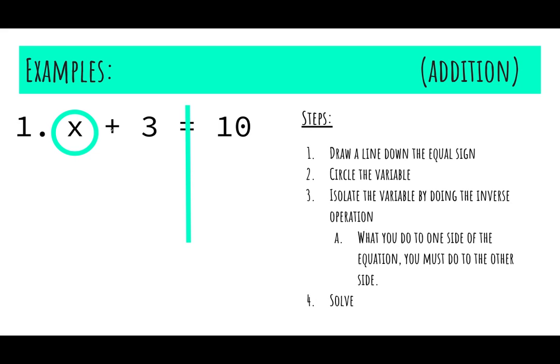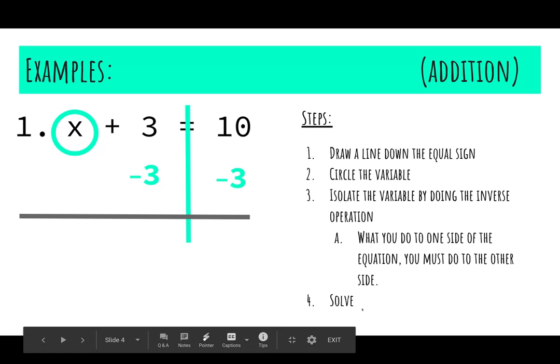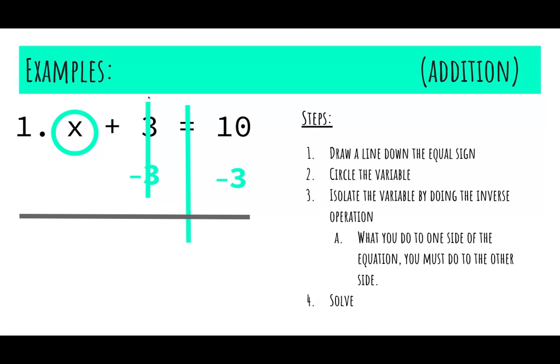So then I ask myself, well, what's going on? It's a plus 3. Well, what's the opposite of adding 3? It would be subtracting 3. So then whatever you do to one side, just remember you have to do to the other side because you're balancing out the equation. Then what we're going to do is solve from there. Step 4 is to solve. So you'll notice that you're going to cancel out your 3's because you have a positive 3 and a negative 3, which gives you 0, and that's what you want. That's how you're able to isolate that variable.